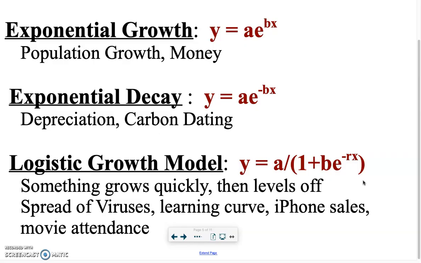So again, we're going to talk about population growth quite a bit here. We've already talked about money. We'll continue to do so. Exponential decay, we've already mentioned depreciation. We've also got carbon dating.